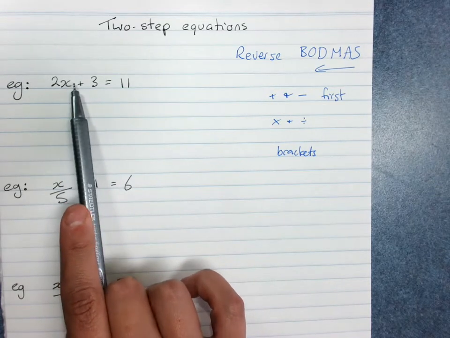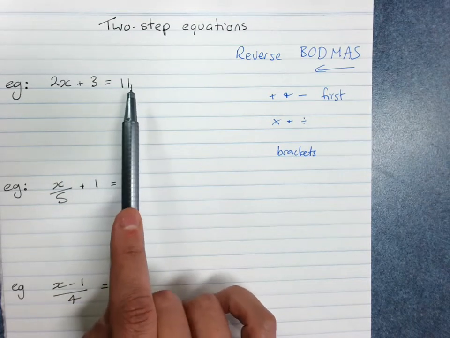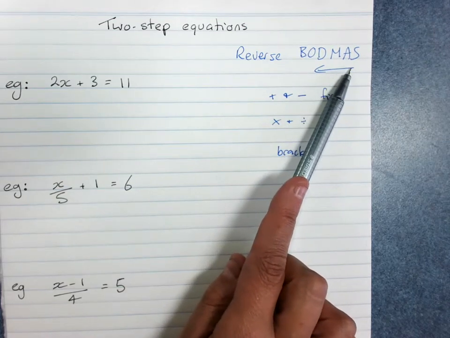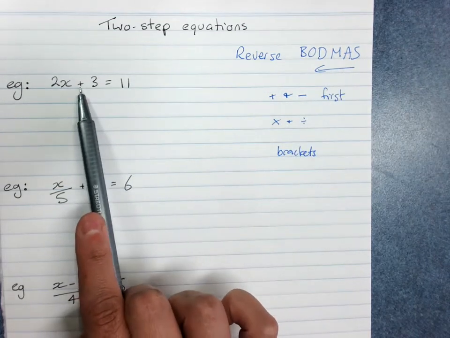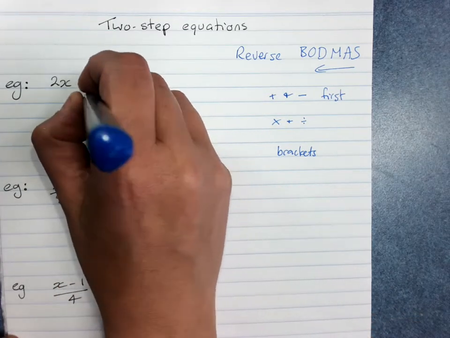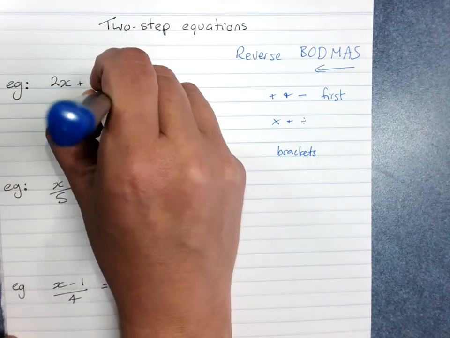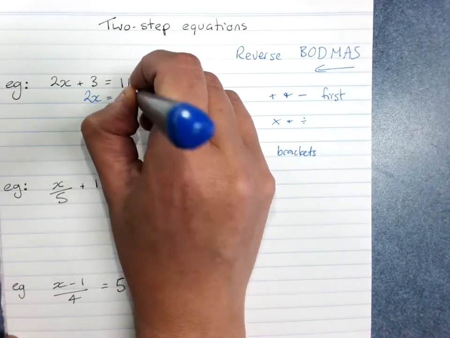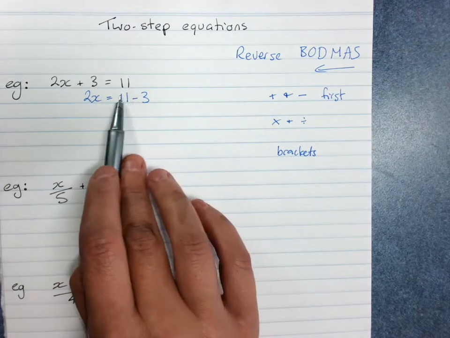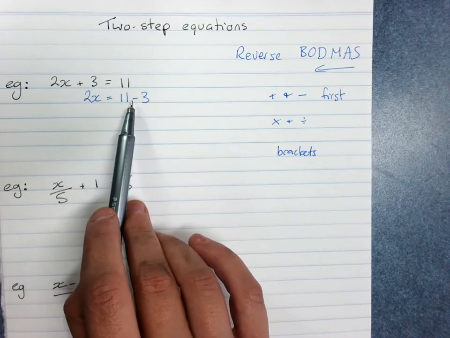So they thought of x, they multiplied by 2, they added 3, they got 11. We're going to start with the end of BODMAS with that plus 3. How do I reverse what they did? I subtract 3 from both sides. I've still got 2x here. I haven't dealt with the 2 yet, and that is 11 minus 3. So you work out what 11 minus 3 is. Now I reckon you can probably work out 11 minus 3.